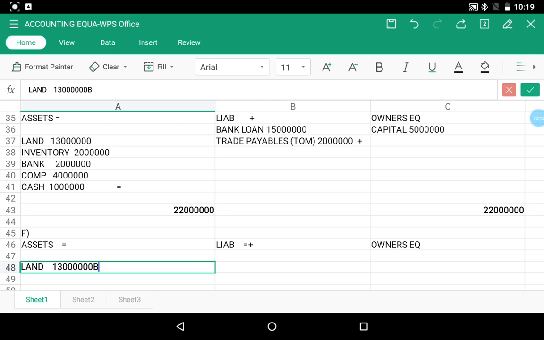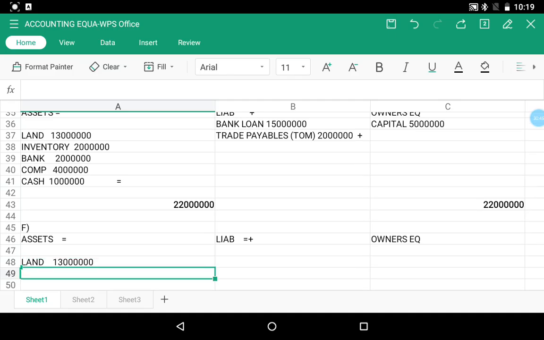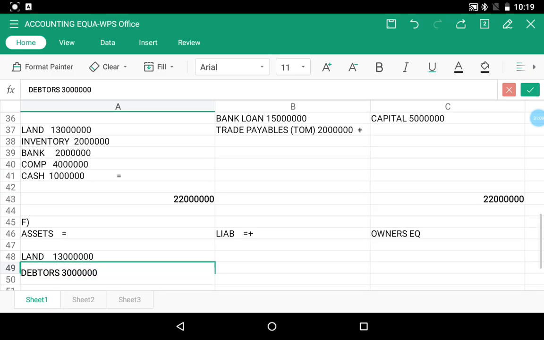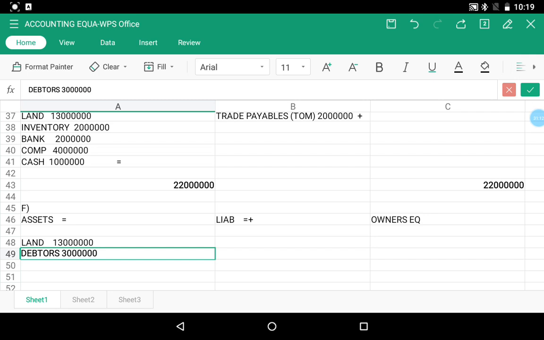Then under still assets, we have debtors, the people who bought our goods on credit, or people who took goods from the business on credit. So we have sold goods on credit, worth 3 million. That means we shall no longer be having inventory, because they sold those goods of inventory.